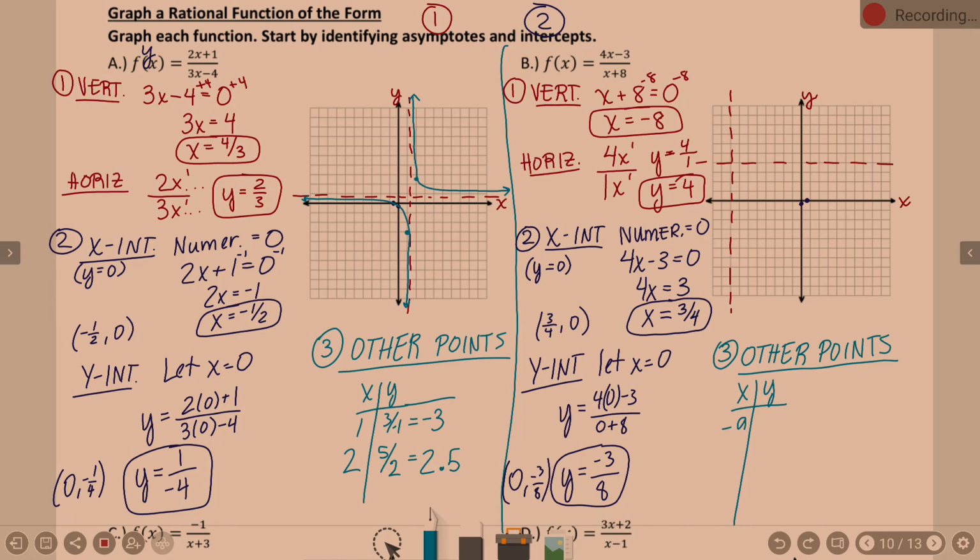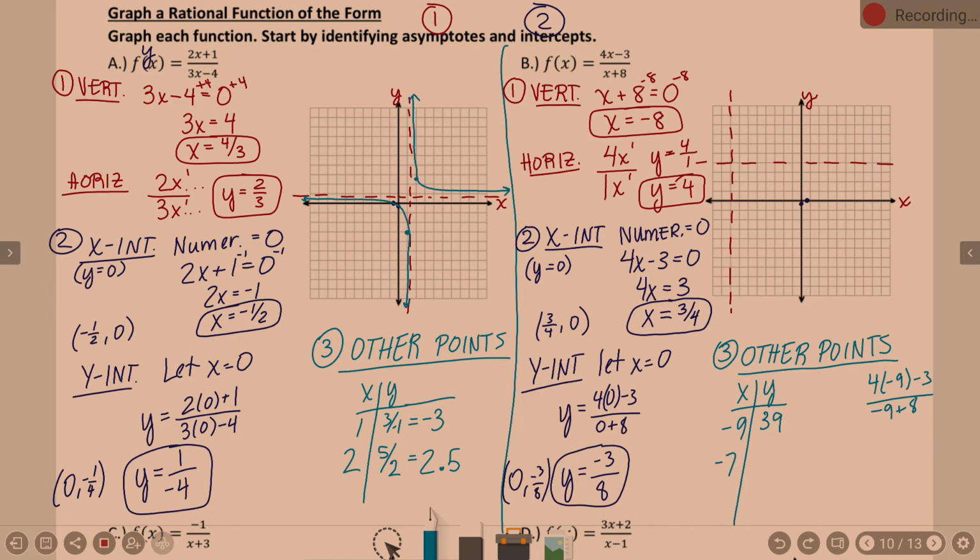Now, I will tell you in this one, it's going to give me values that are a little bit bigger or smaller, whichever way you want to look at it, but plug it in. So what are we doing? If we're doing 4 times -9 minus 3 over -9 plus 8. Do the math. -36 minus 3, -39 divided by -9 plus 8 is -1. So -39 divided by -1 is going to be +39.